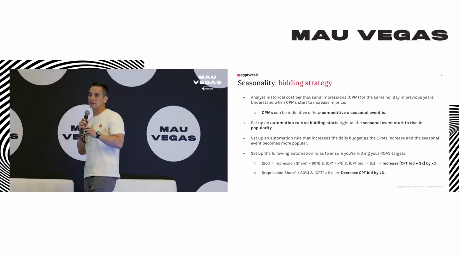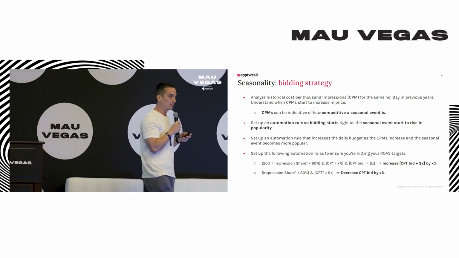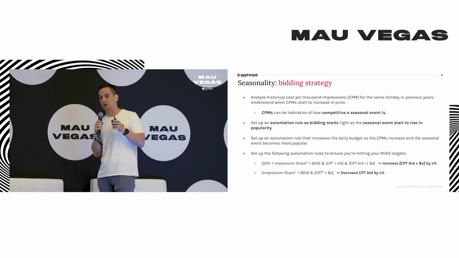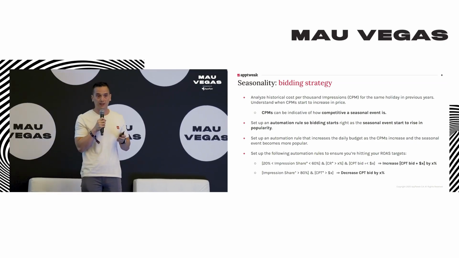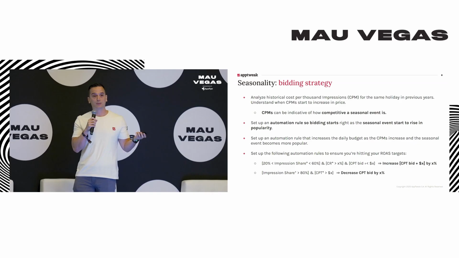Okay, so what about our bidding strategy? Now, the specifics will depend on your app and event, but here are some automation rules that I think could help you out. So first things first, I'm going to look at the historical data. And I'll start by looking at the cost per 1,000 impressions, or CPMs. CPMs can be a great indicator of how competitive a seasonal event may be.